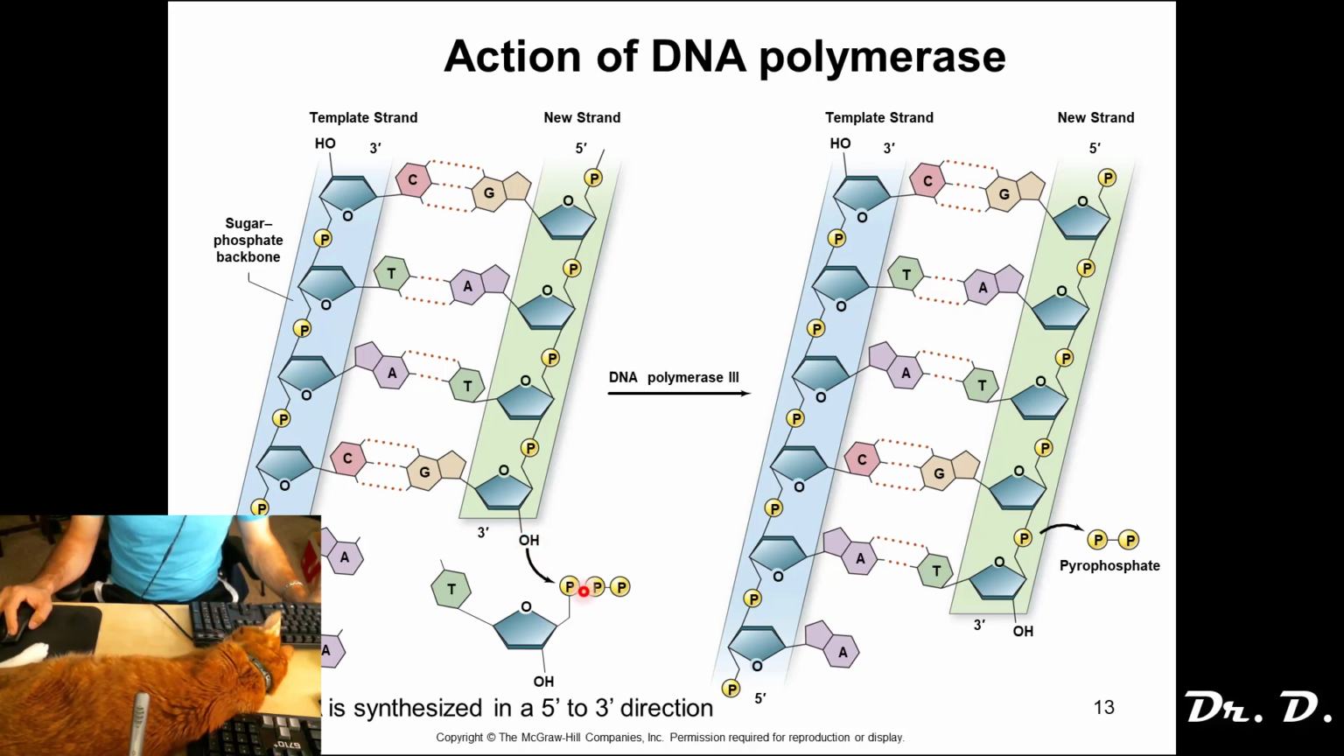Okay? Now, you might be wondering, how come this thymine has 3 phosphate groups? I don't really need you to know that, but if you want to know, these 3 phosphate groups are required for attachment of this nucleotide triphosphate to this 3' OH. 2 of those phosphates get hydrolyzed off, and the energy released is used to form that phosphodiester bond.